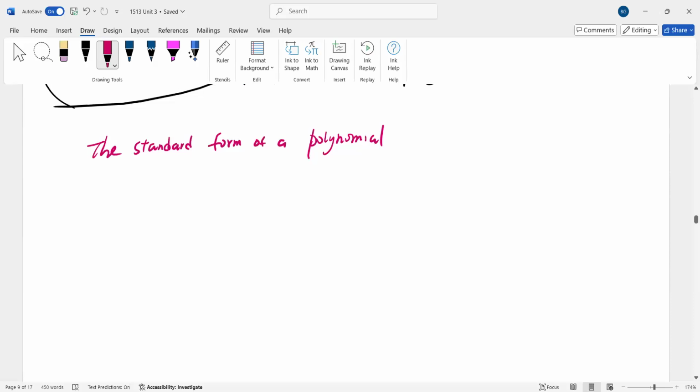So for example, we have x to the power of 6 plus x minus 10, all right? So this is a trinomial.